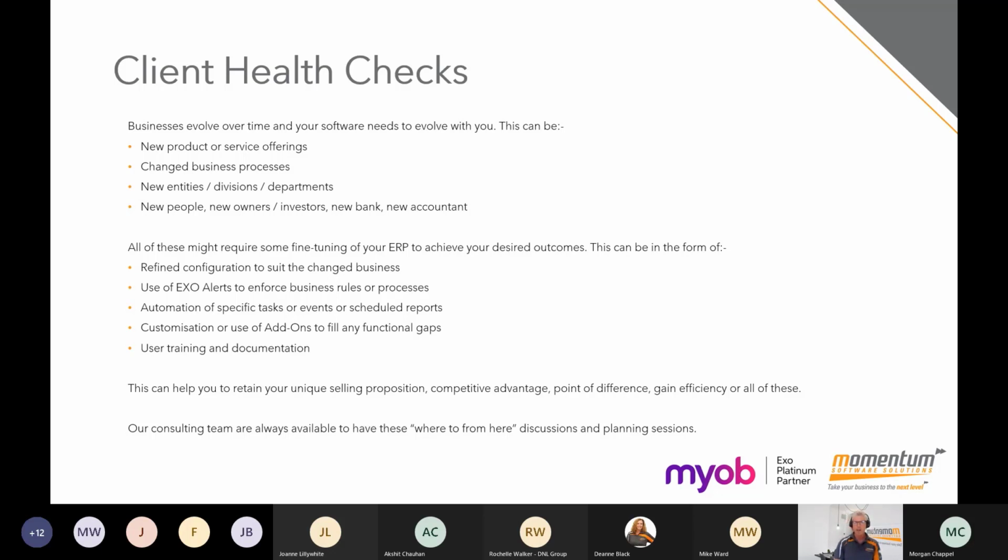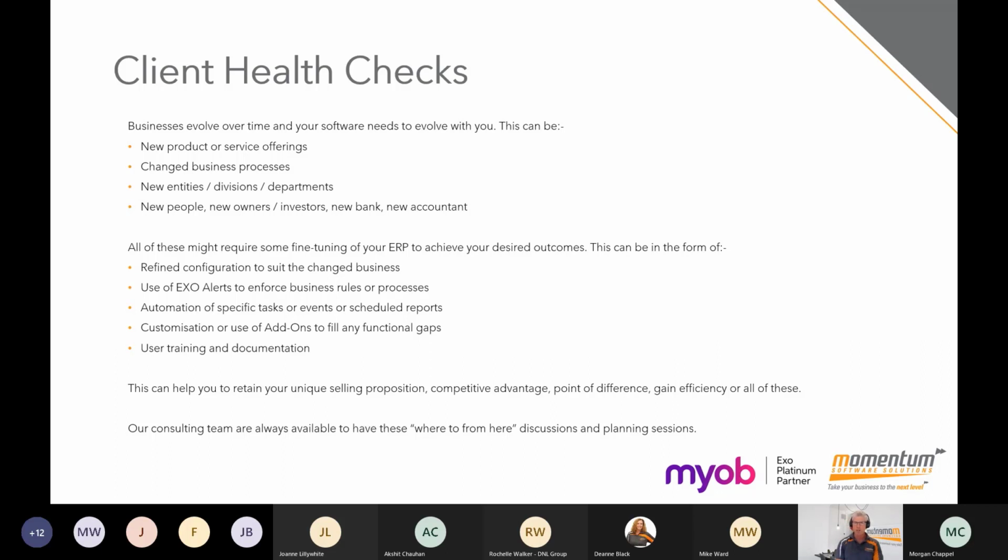Often things can be automated. So automation of certain tasks or events or email alerts or even reports. Reports can be scheduled through a Momentum add-on called our report schedule.